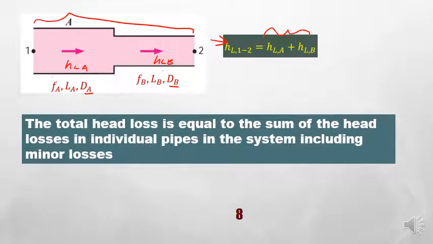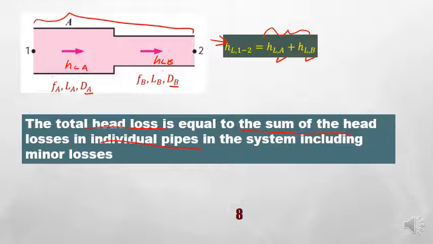Okay, so this is what I mentioned just now. The total head loss is actually equal to the sum of the head loss in individual pipes. Okay, so this is the individual pipe, part A and part B, and also including the minor losses along the pipe.